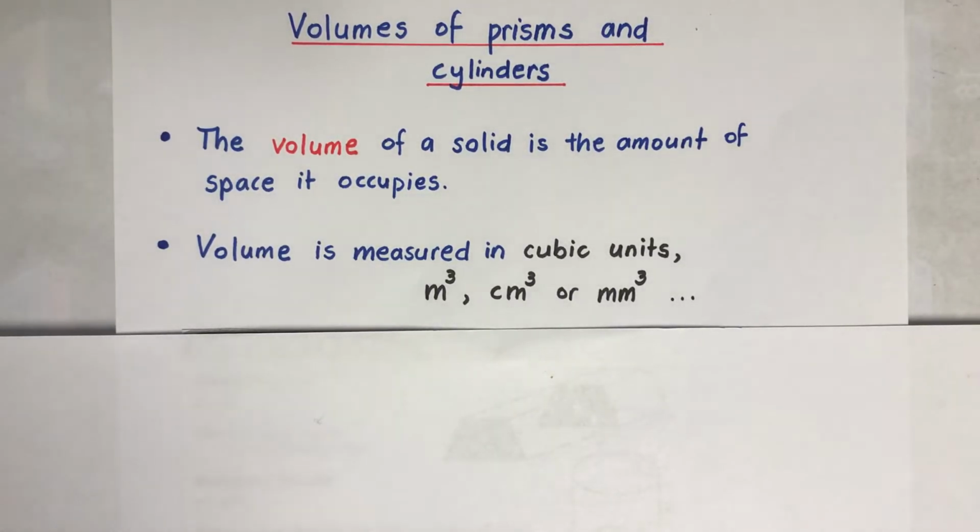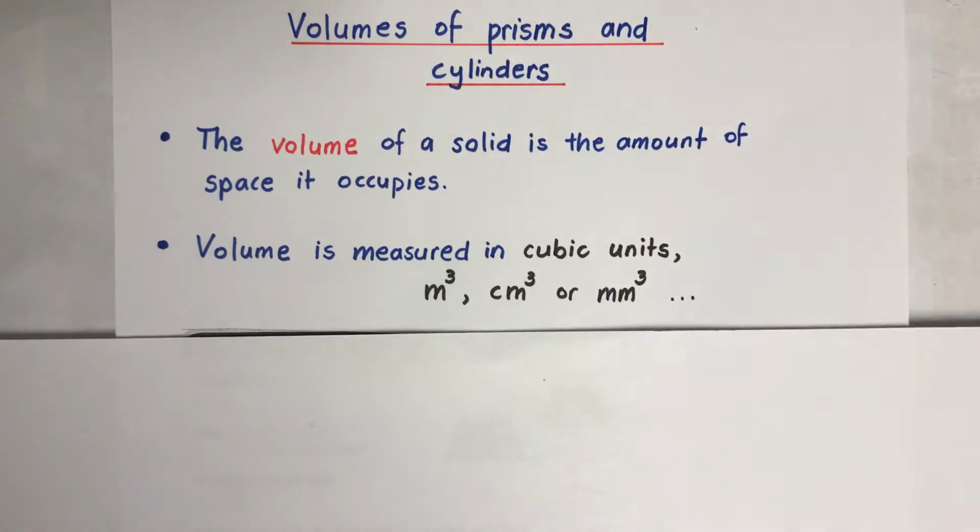Okay, volumes of prisms and cylinders. The volume of a solid is the amount of space it occupies. Now when it comes to volume, it's 3D, okay? 2D is mainly for areas and 3D is for volume because you have to contain something inside, okay? So volume is measured in cubic units. So it could be cubic meters, cubic centimeters, or cubic millimeters, whereas the area was squared, okay?